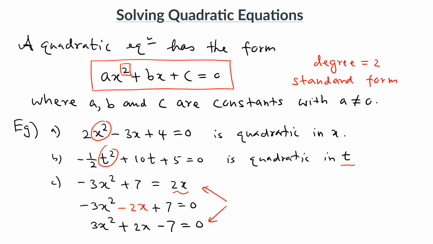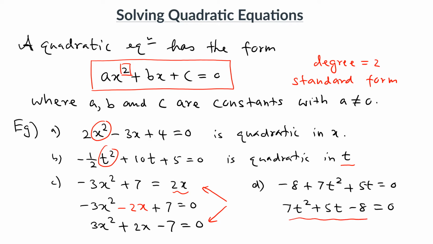Okay, how about one more? Let's say d: negative 8 plus 7t squared plus 5t equals 0. You can see that you have all the terms, but they are not in standard form. So we rearrange the terms. For example, we write 7t squared first, then the t term, and then minus 8. Now we bring it to standard form. We do that before we do any calculations. That's something we have to remember.